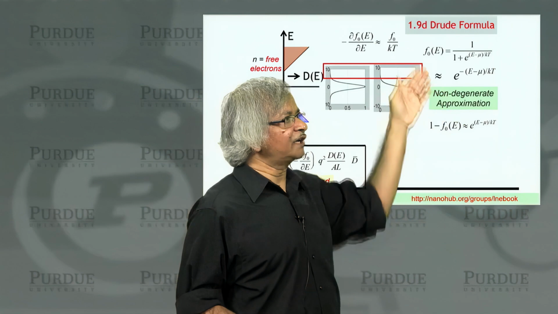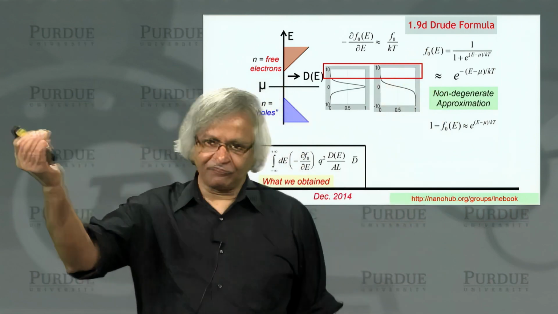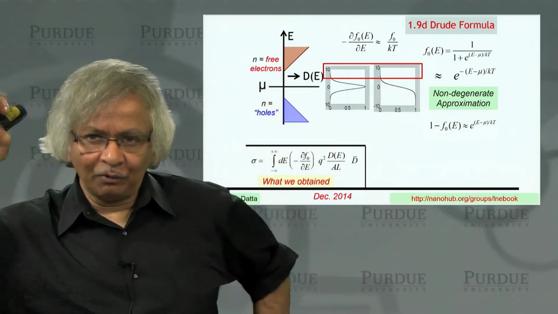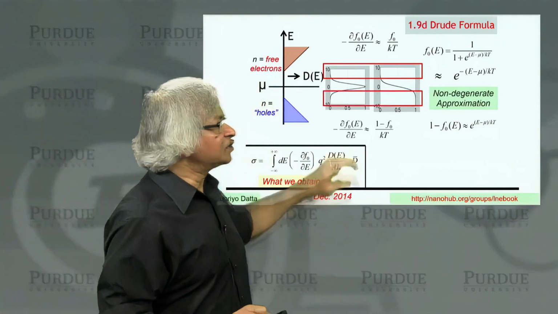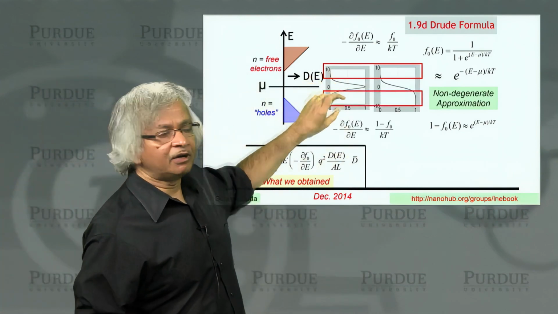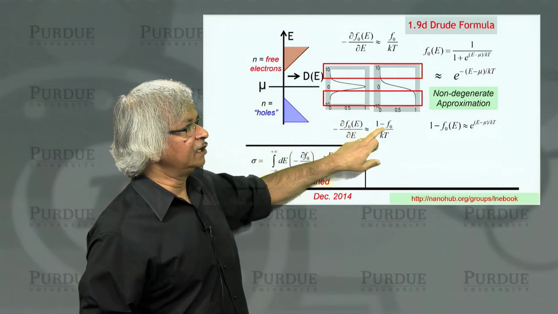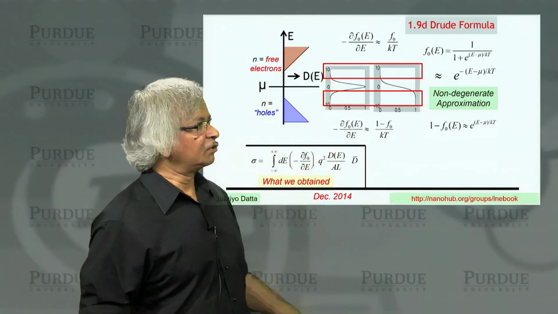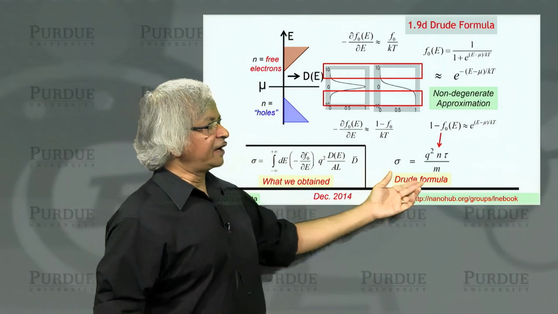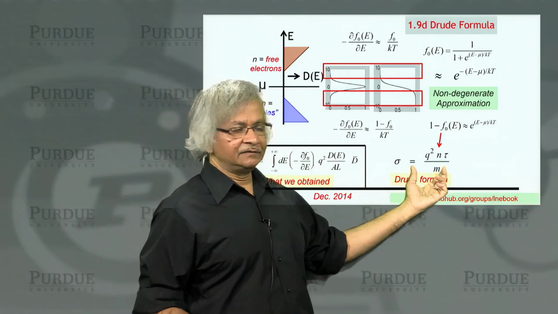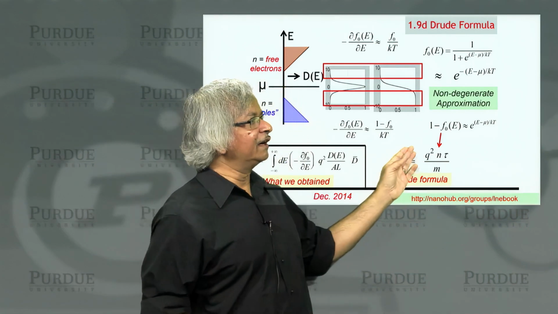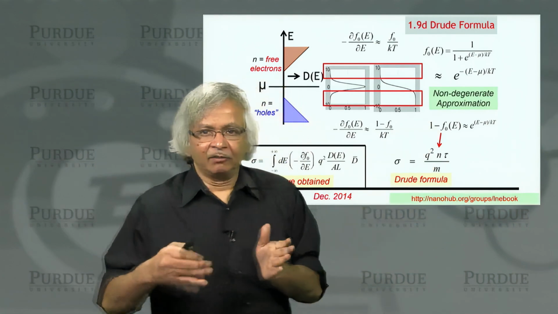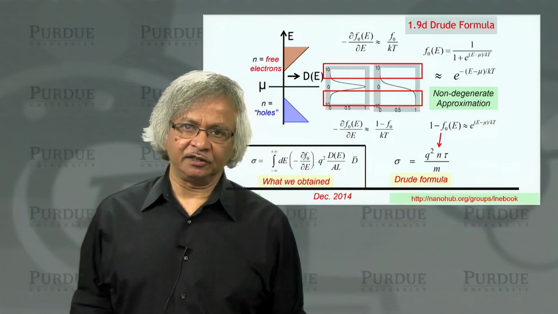So in other words, you don't have the Boltzmann approximation for f anymore. What you have is the Boltzmann approximation for 1 minus f. And so in this energy range, you can replace df/dE with 1 minus f. So what that means is, if you're trying to use the Drude formula, then you should associate this n, the number of free electrons, with the number of empty states or number of holes, as we had mentioned earlier.